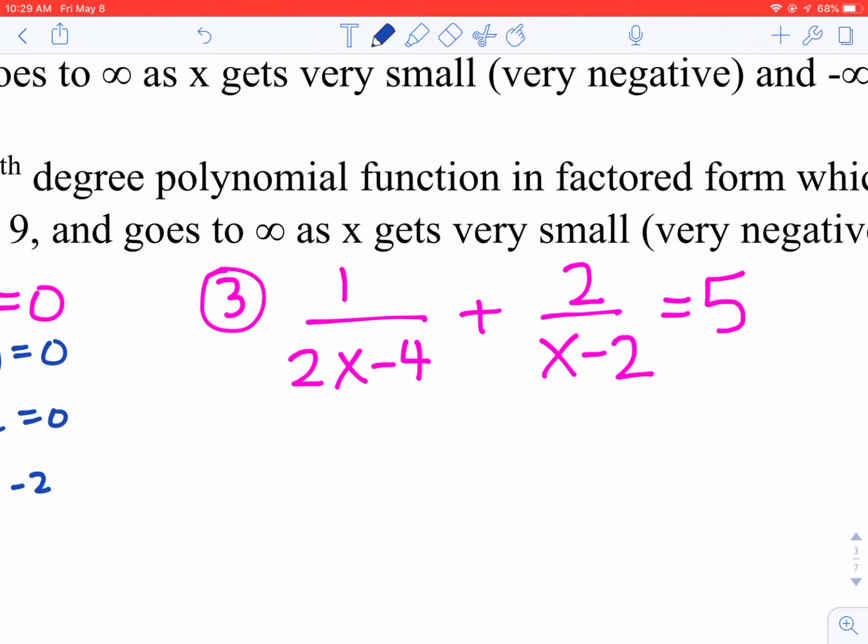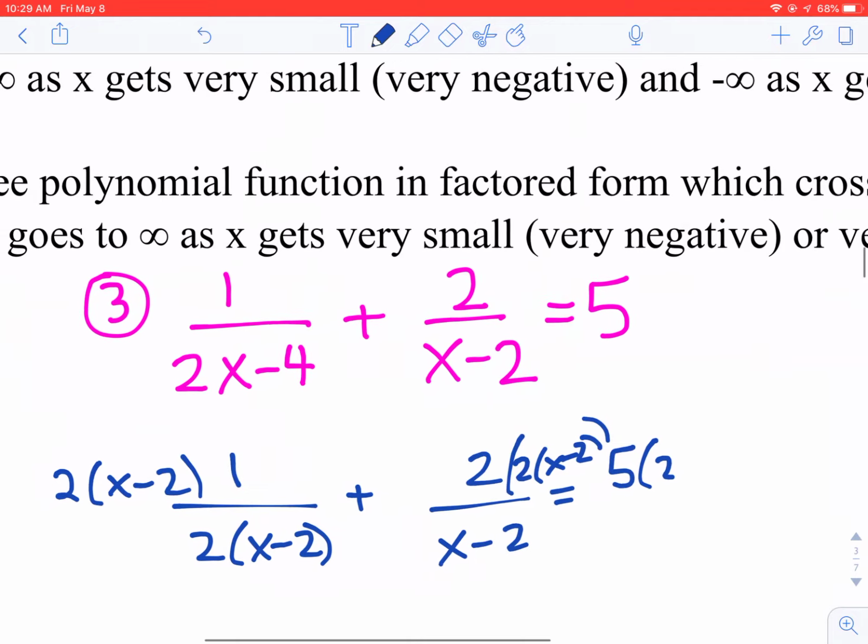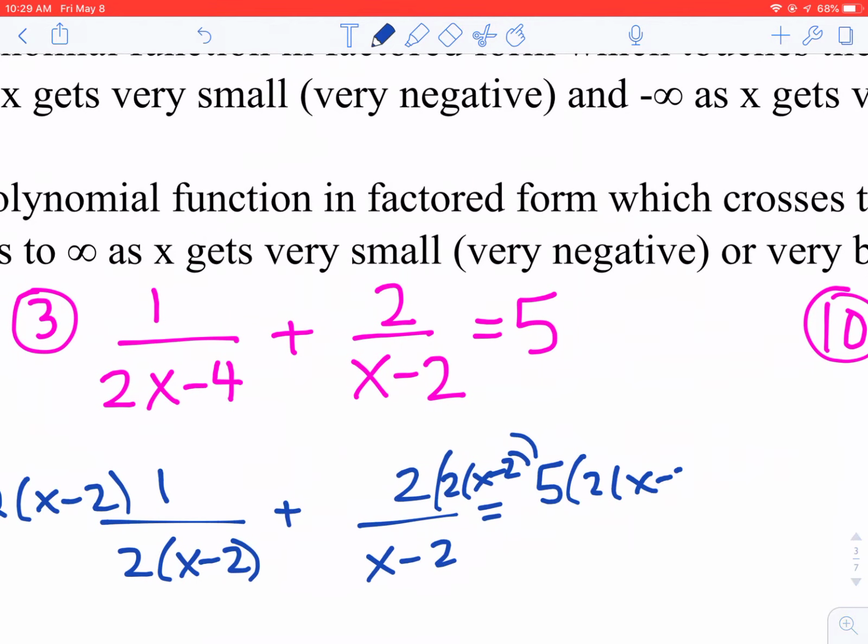All right, this one, solve with a denominator. So the first thing I would do is factor my denominator here, x minus 2, because I'm going to multiply everybody by the least common denominator. And as I look at this, this right here, 2 times x minus 2, is the least common denominator. So I'm going to multiply everybody by 2 times x minus 2, and then 2 times x minus 2. What that does is it gets rid of these denominators.